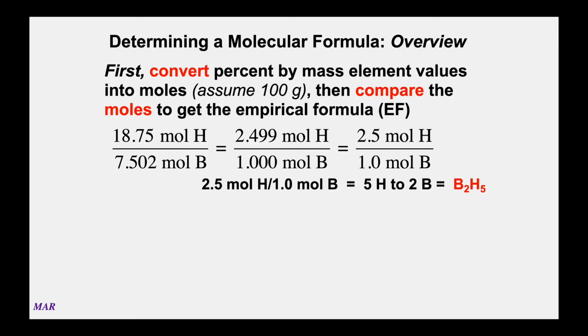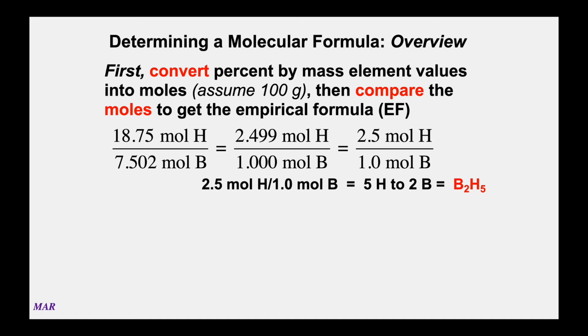Pretty cool. So when we did this problem, this is an overview, we first converted the percent by mass element values into moles. And I like 100 grams, but you can use anything you want. We then turned the moles into an empirical formula. You take the bigger one on top and the smaller one on the bottom. You might have more than two elements. The smaller one always goes on the bottom. And the idea is you want to get to smallest whole number ratios. So the ratio we got came out to be 2.5 to 1, and that's better, but we want whole numbers.